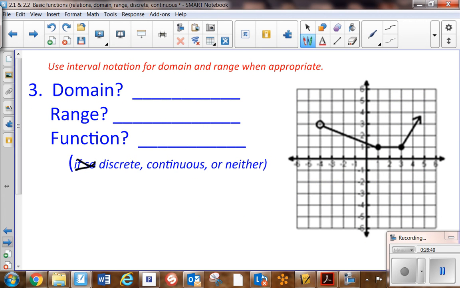Okay. Now we think we have it. Continuous or discrete? Continuous. Once you start, you never pick up your pencil till you end. Continuous. As a function.